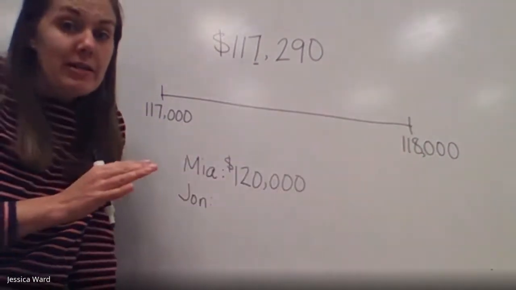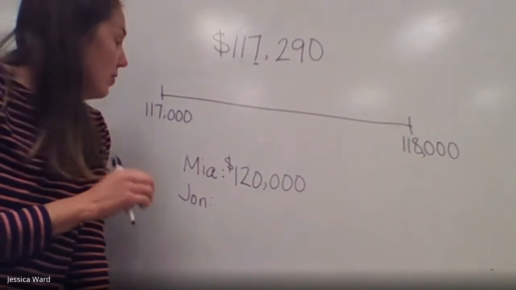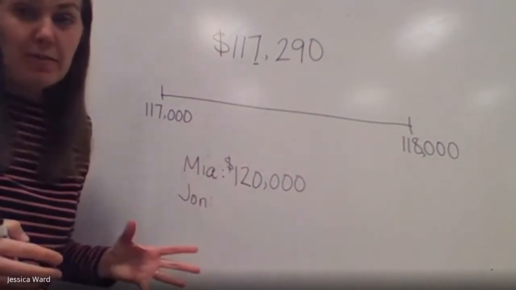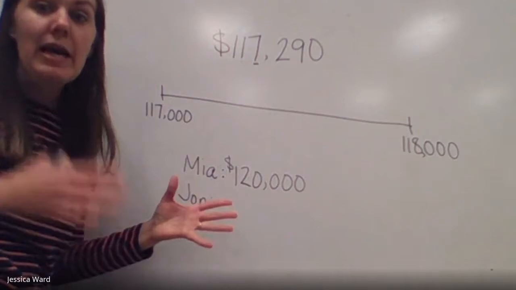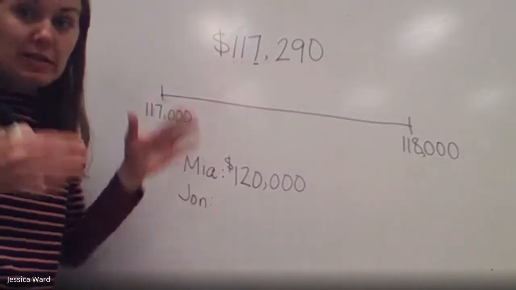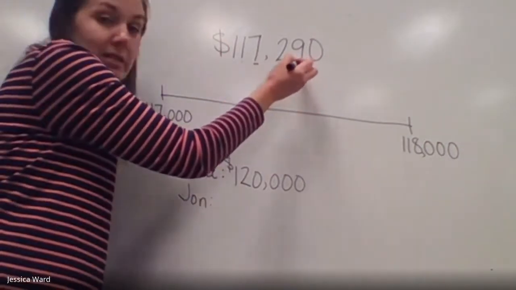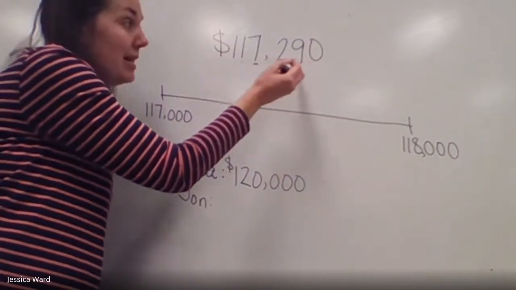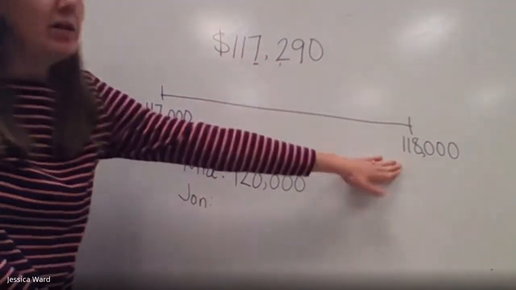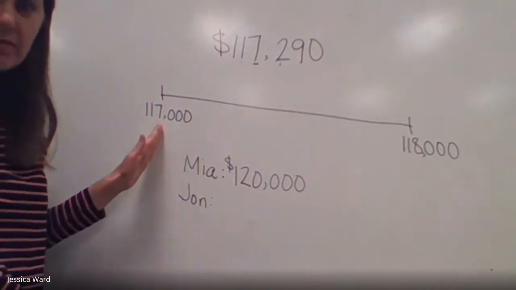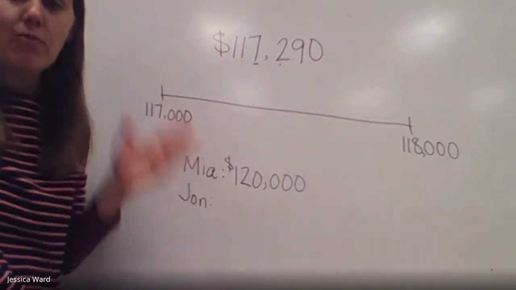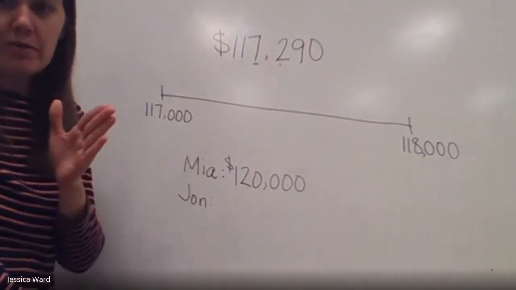Okay, so now I need to figure out my midway point. This one is a little bit trickier because I have thousands and thousands. So we need to think about what is halfway between 1,000 and another 1,000. Well, remember that each time we go up a place value, it's like a multiple of 10. So 10 ones would be 10, 10 tens would be 100, 10 hundreds would be 1,000. So if I have 10 hundreds in between 117,000 and 118,000, then I need to think about what is the halfway point between 1,000 and another 1,000.